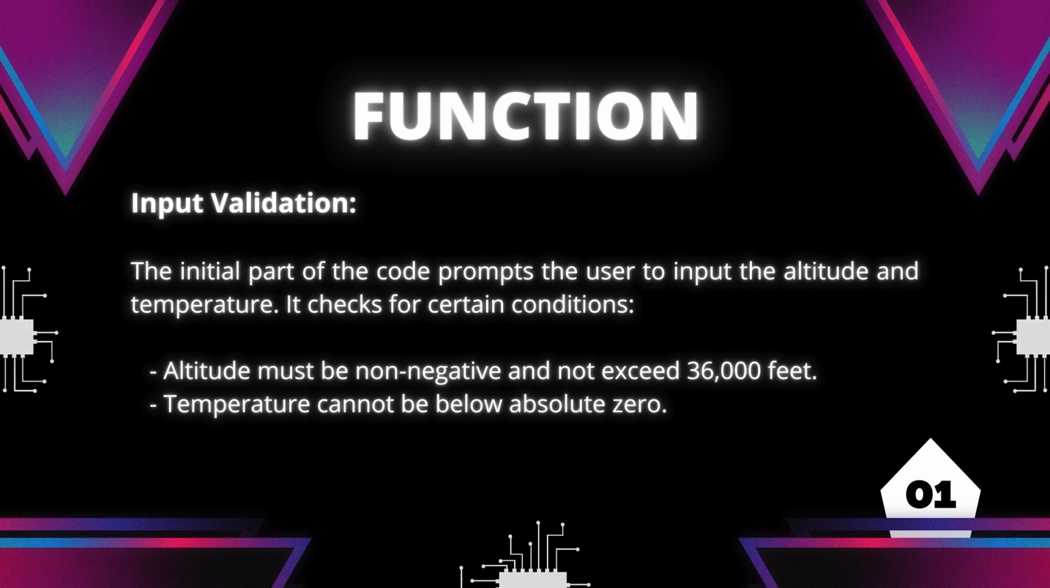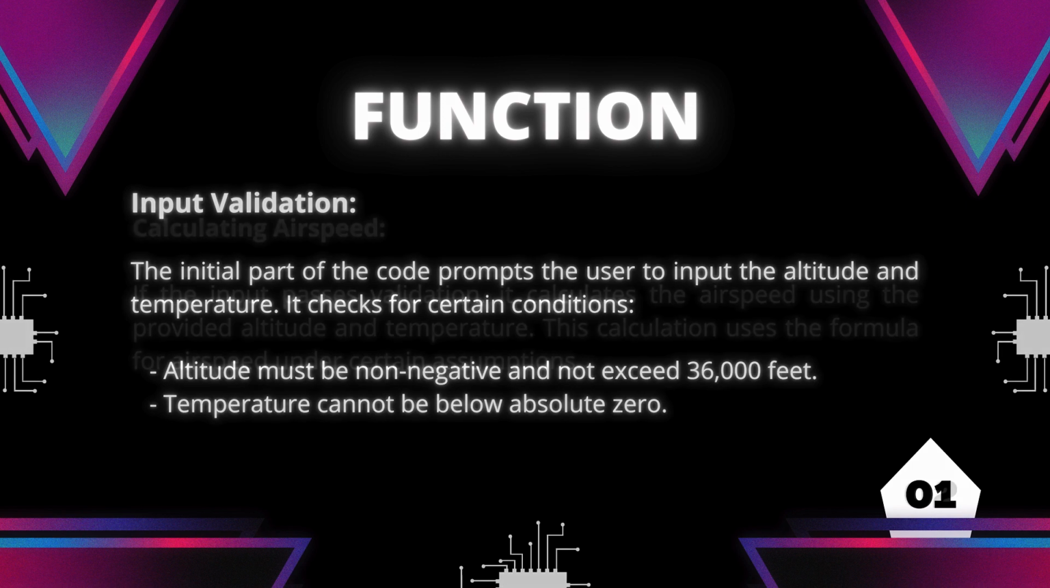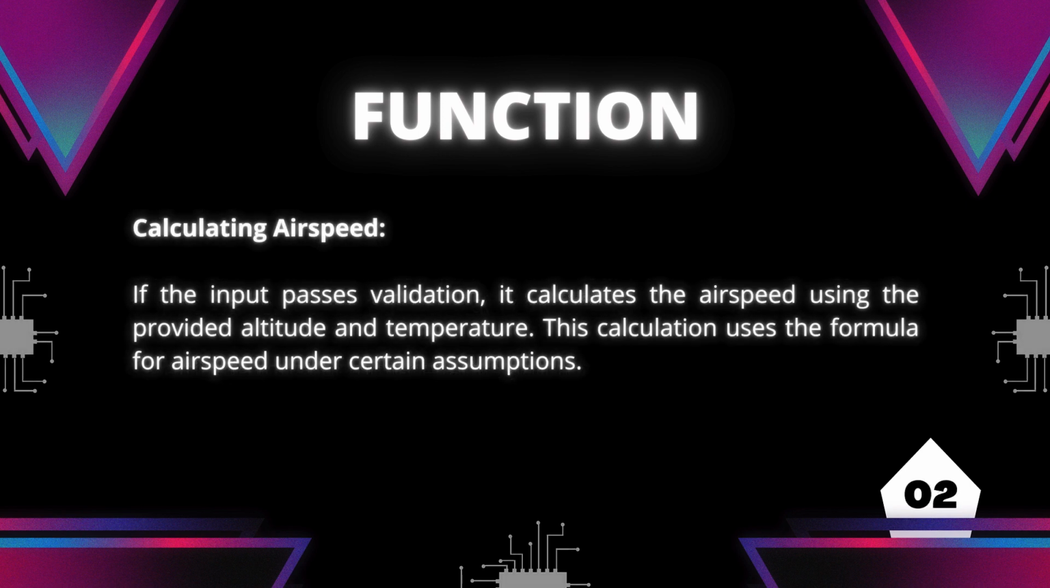Altitude must be non-negative and not exceed 36,000 feet. Temperature cannot be below absolute zero. Calculating airspeed. If the input passes validation, it calculates the airspeed using the provided altitude and temperature. This calculation uses the formula for airspeed under certain assumptions.